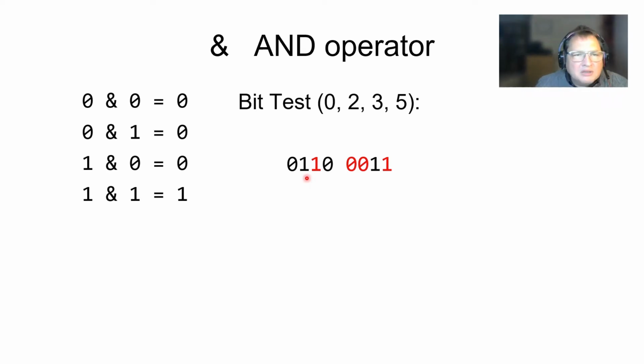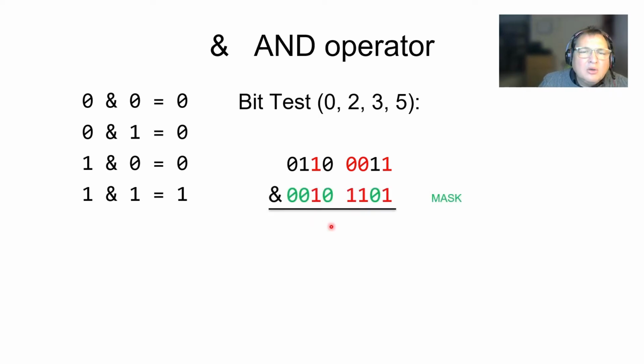But you will know which bits you want to test, and therefore you can construct a binary mask like this one, where we have ones at the positions corresponding to bits being tested, so at the position 0, 2, 3, and 5, and zeros everywhere else. Performing the bitwise AND operation on this, we get 1 and 1 is 1, 1 and 0 is 0, 0 and 1 is 0, 0 and 1 is 0, 0 and 0 is 0, 1 and 1 is 1, 1 and 0 is 0, and 0 and 0 is 0. This is the result of the test.